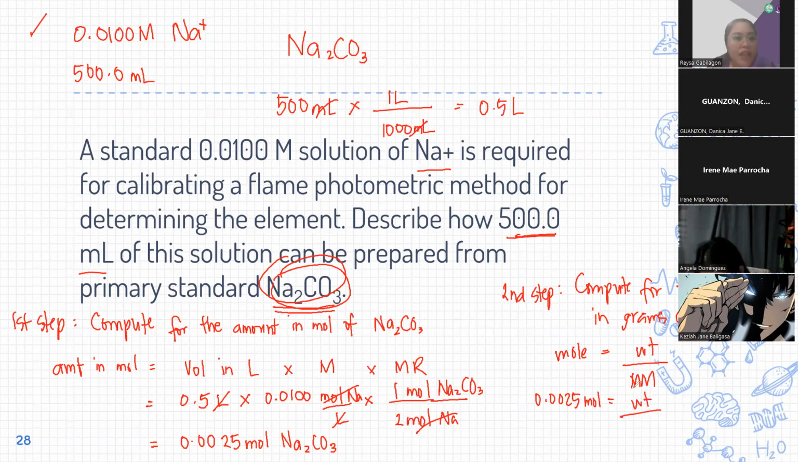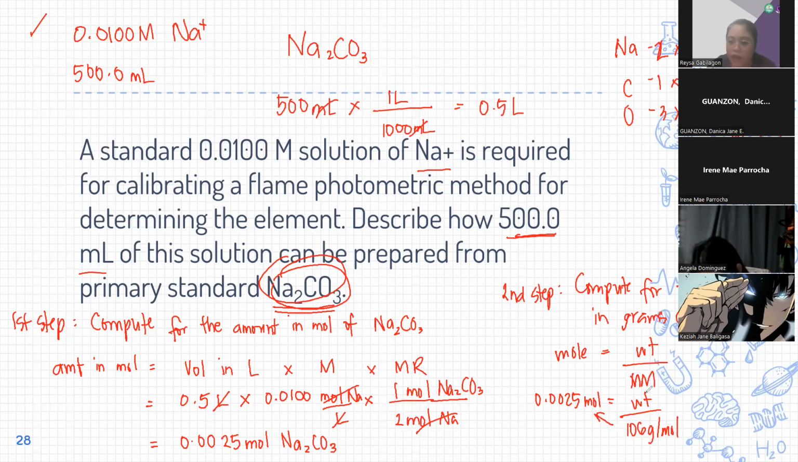The molar mass, I think, we computed earlier for sodium carbonate. And if I can remember it correctly, it's 106. But for the sake of being step by step, let us do the computation again. This is 46. This is 12. This is 16. So yeah, that is 106 grams per mole.